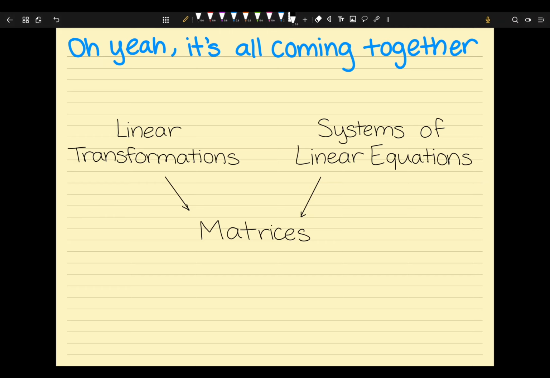And then given a matrix, we have a linear transformation. If you look at a matrix, it's not hard to find out which linear transformation it represents. And similarly, if I give you an augmented matrix, it's not hard to find out which system of linear equations it represents. So there seems to be some relationship between linear transformations and systems of linear equations, and they're related by matrices.